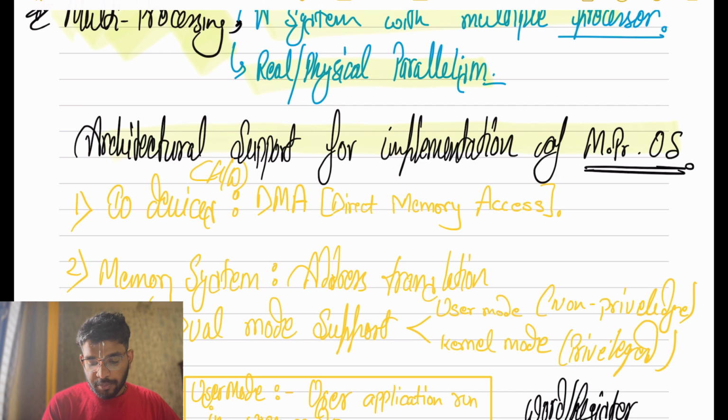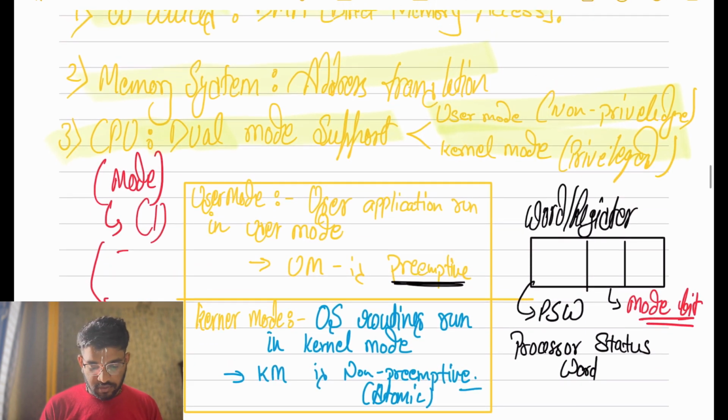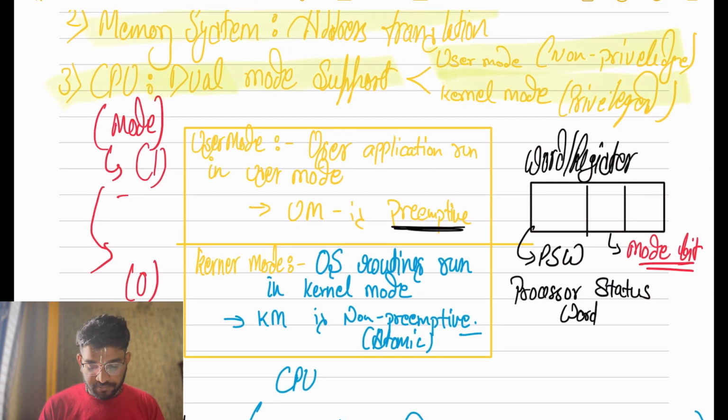Next, the architecture support for implementation of a multi-programming operating system. Basically, we are talking about hardware support. First is the IO devices with direct memory access, DMA. Second is the memory system with address translation. The third is the CPU, which supports dual mode of operation, such as user mode for non-privileged instructions and kernel mode for privileged instructions. These are the architectural supports needed for a multi-programming operating system.